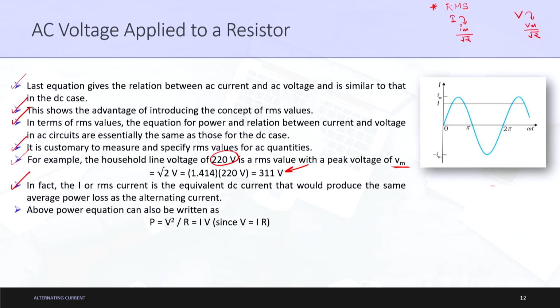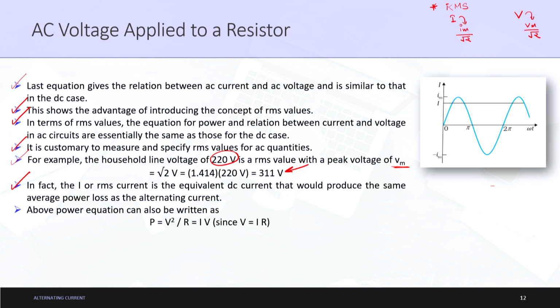Let us say there are two different devices. In AC voltage there will be some power loss, and in DC voltage there will be some power loss. If we take the current passing through the DC circuit as capital I and through the AC circuit as Im, then the average power loss in both scenarios will be the same, and that is how we can directly relate AC circuits with DC circuits.